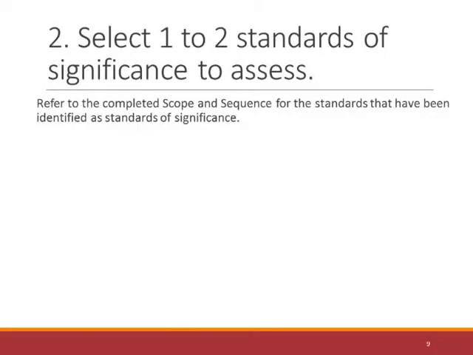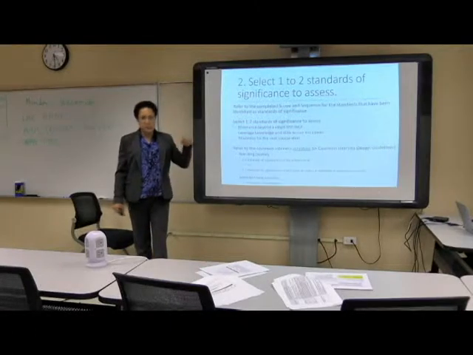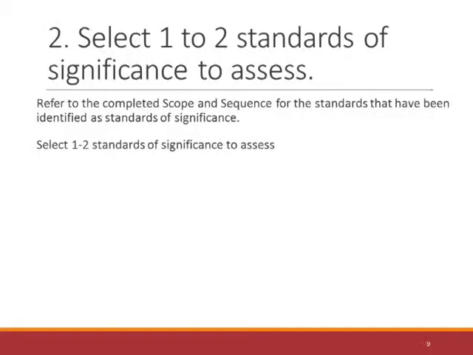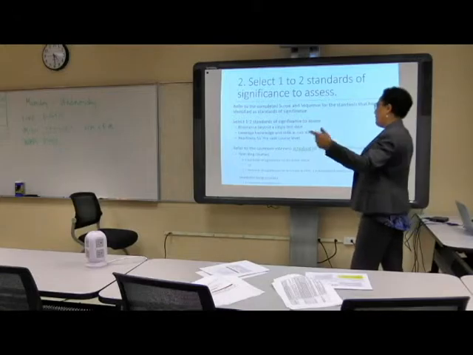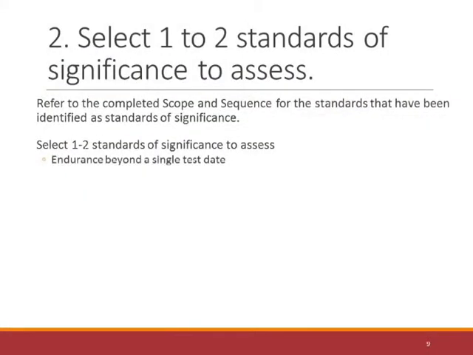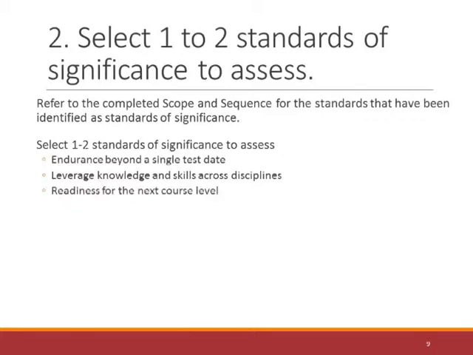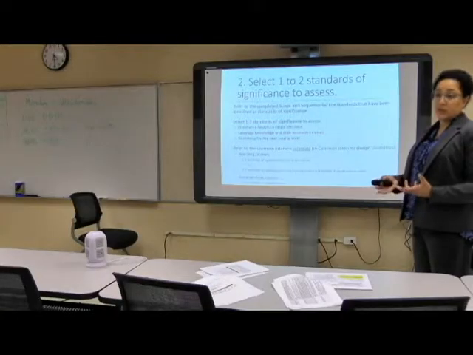So, step 1, get your stuff together. After you get your stuff together, you're selecting your standard of significance. Now, how do we do that? We're looking for standards that go beyond this unit test. That's part of what makes it a standard of significance. It's something that's going to come up again and again. It may be something that leverages a student's knowledge or skills outside of your discipline. It may be something that is actually going to get them ready for the next course in the sequence, whatever that is. Okay? Those are the things you want to assess.